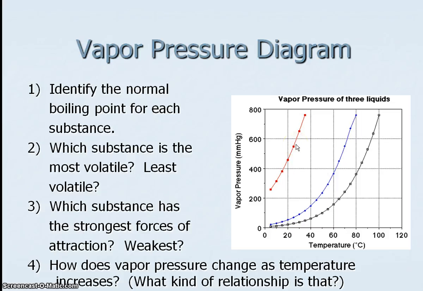And the last question says, how does the vapor pressure change as temperature increases? So as you move to the right and increase the temperature, notice that the vapor pressure also increases. And we talked about that if you increase the temperature of a liquid, you would have more gas particles on the surface of that liquid. So this is a direct relationship.